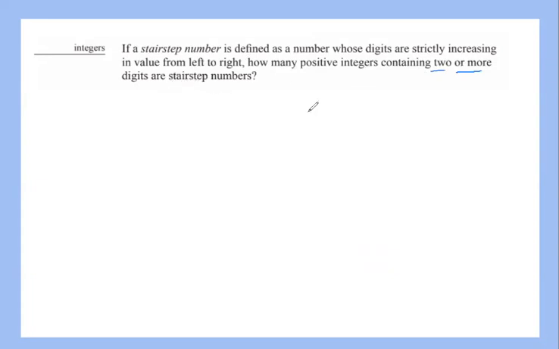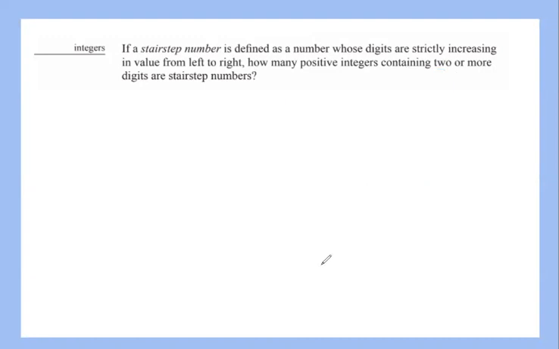So let's understand the question. It's called a stair-step number if the digits are increasing from left to right, and it has to have at least two digits. For example, 2, 1 is not increasing from left to right, so it is not considered. If I have 4, 5, that will be okay. 7, 8 is okay. 8, 9 is okay. So we have cases like this.